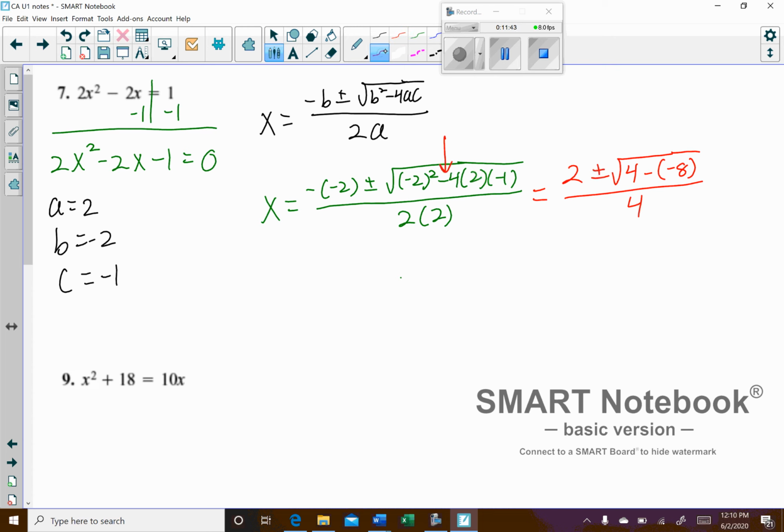Okay, so if you want to do this in your head, this will become addition. So I'm going to have 2 plus or minus the square root of 12 all over 4, because the minus negative 8 becomes plus, so 4 plus 8 is 12. Now 12 can get broken up into the square root of 4 times the square root of 3, right? So what we'll do here is this is going to become 2 plus or minus 2 square root of 3 all divided by 4.